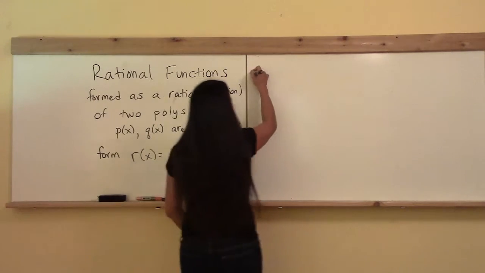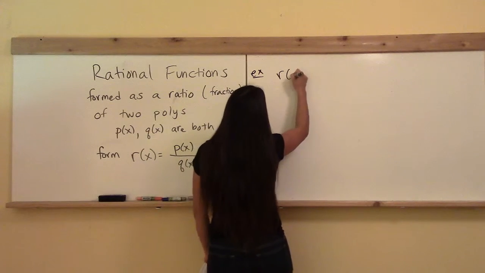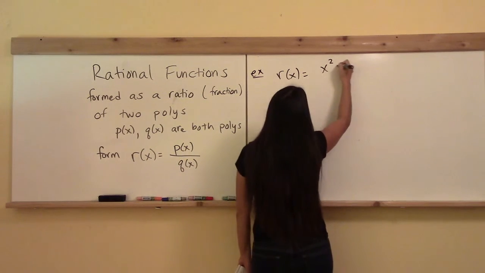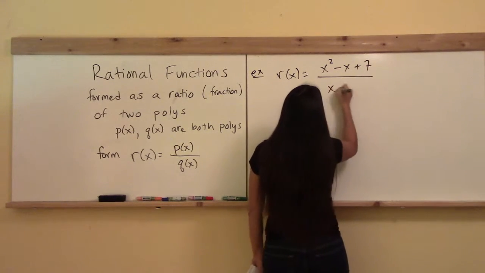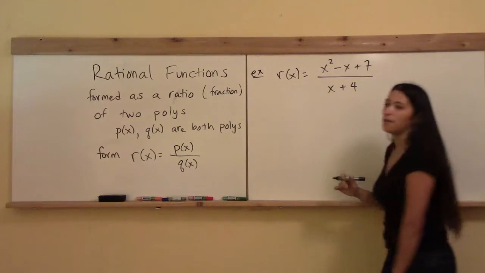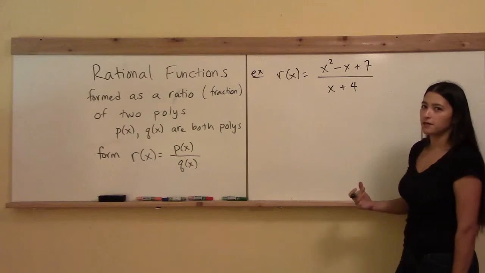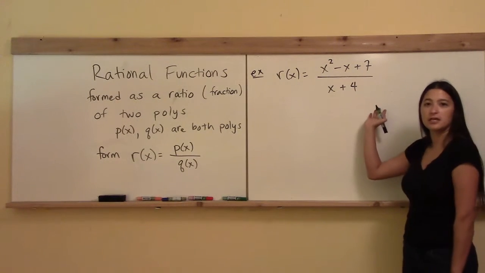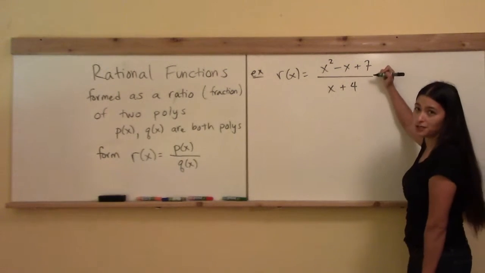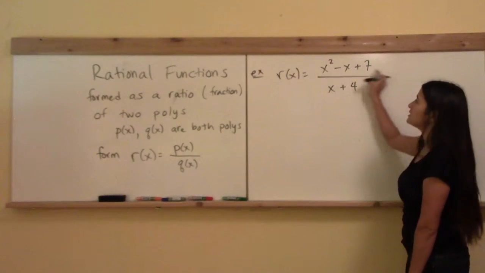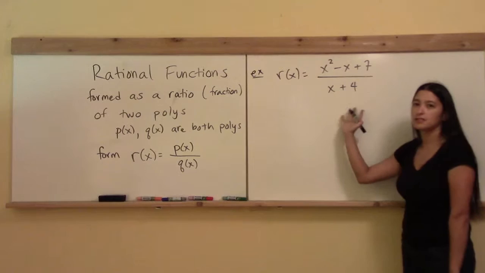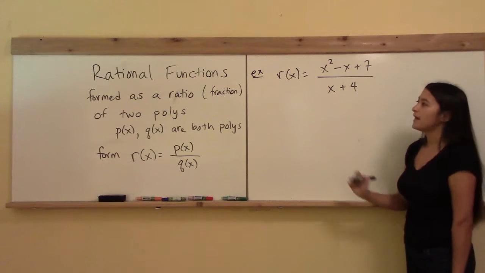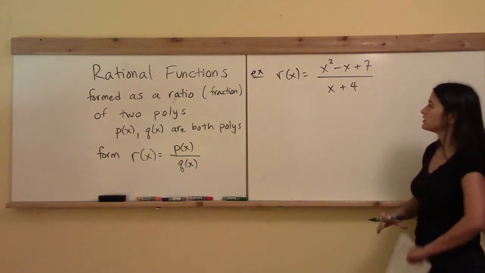Okay, so let me just give you an example of what it looks like. For example, I could have x squared minus x plus 7 on the top, and then I could have x plus 4 on the bottom. A rational function will always appear as a fraction, and not only is it a fraction, but the top of the fraction is a polynomial form. The bottom of the fraction is another separate polynomial form. That's what defines a rational function.